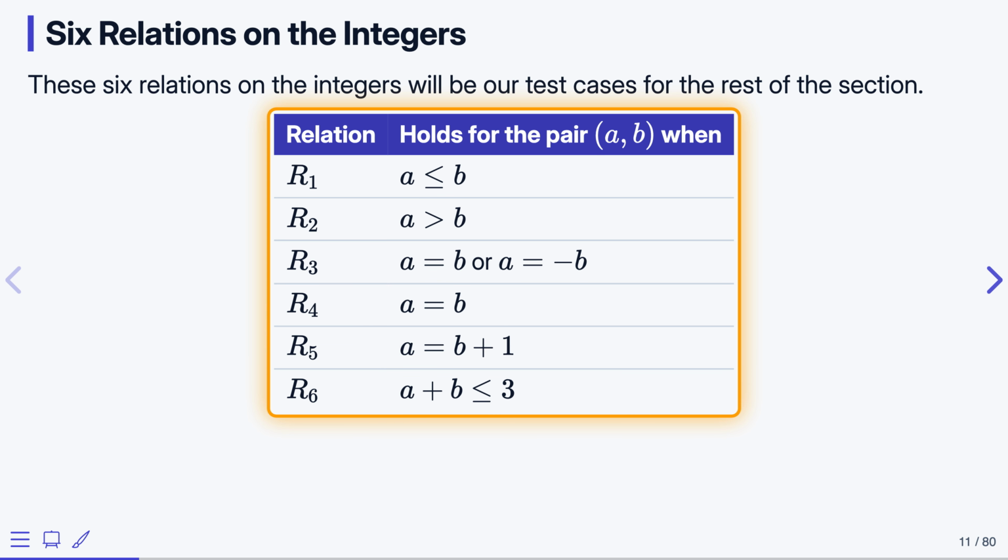One more thing about all 6. The integers form an infinite set, so each of these 6 relations is itself an infinite set of pairs. We can never list them all. We test them instead.